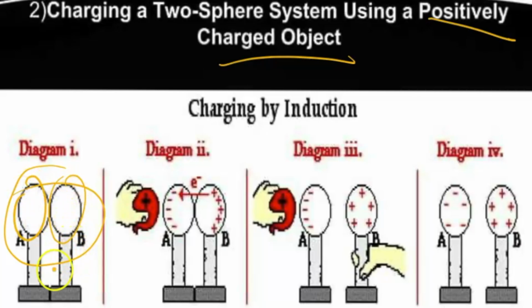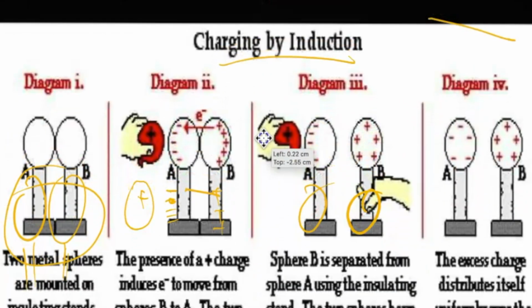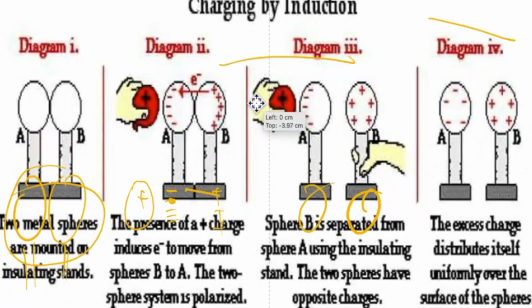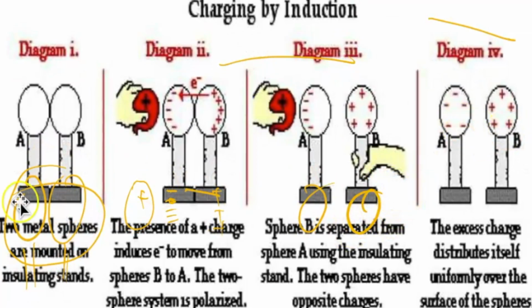That is a conducting sphere, but this is an insulating rod. Now a positive charge is brought up, and there will be induction of negative charge on this side, and this side will be positive charge. Why? Because the electrons are moving from this sphere to this side. Now just separate it. This sphere will be wholly positive and this sphere will be wholly negative.